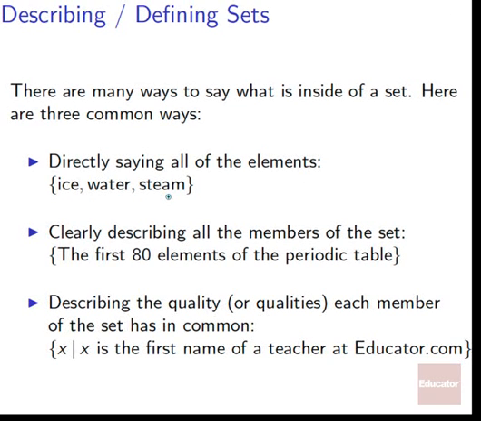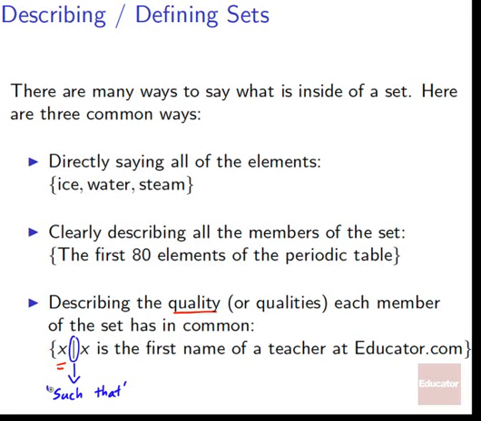Final way that we can do it is we can describe a quality or maybe qualities that each member of the set has in common. So the way that you want to parse this, the way you want to read this is, X is saying this here is what our set is made up of. Our set is made up of all of the X, and then you read this vertical bar as saying such that.